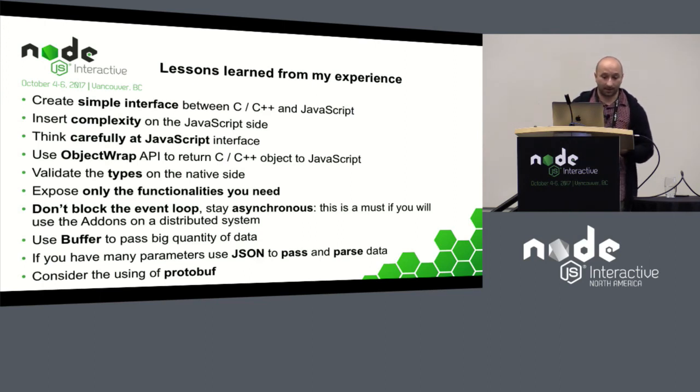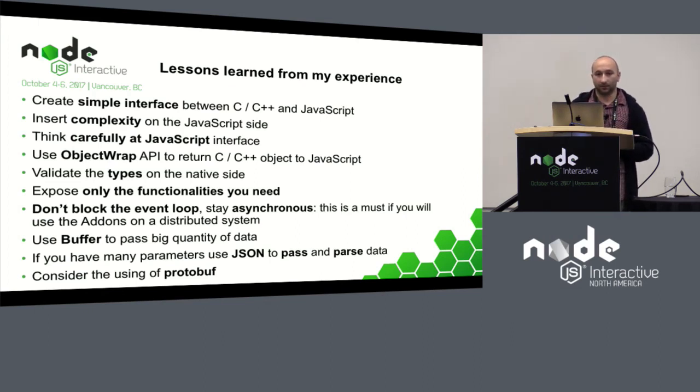Use the ObjectWrap API to expose all your C++ code directly to JavaScript. Don't waste your time creating functions to validate types. You are in a C++ environment. You have all the methods to do that on the native side. Even if you are integrating a rich C++ library, expose only what you need.